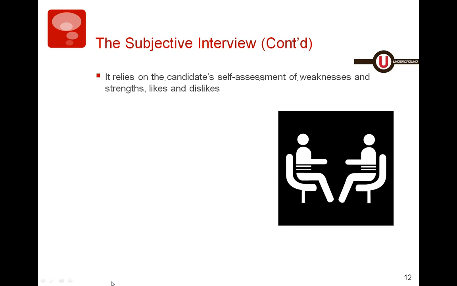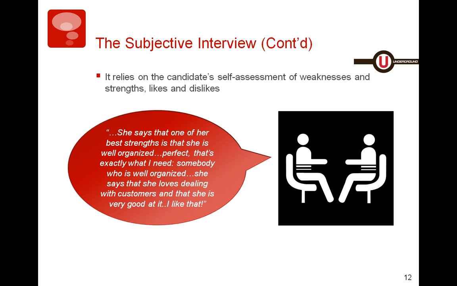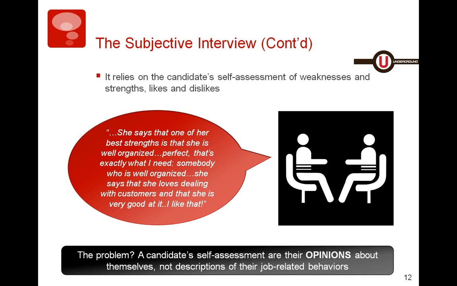Here is another example of a subjective type of approach. It's an approach that relies on the candidate's self-assessment of weaknesses and strengths, likes and dislikes. And here is another example. She says that one of her best strengths is that she's well organized. Perfect. That's exactly what I need. Somebody who is well organized. She says that she loves dealing with customers and that she's very good at it. Oh, I like that. Again, what's the problem with this?